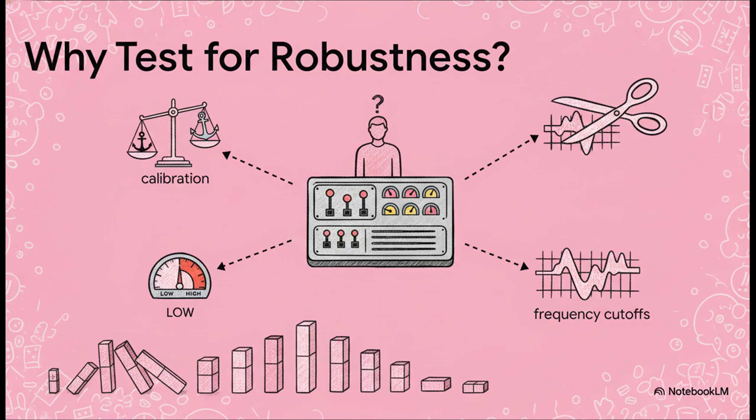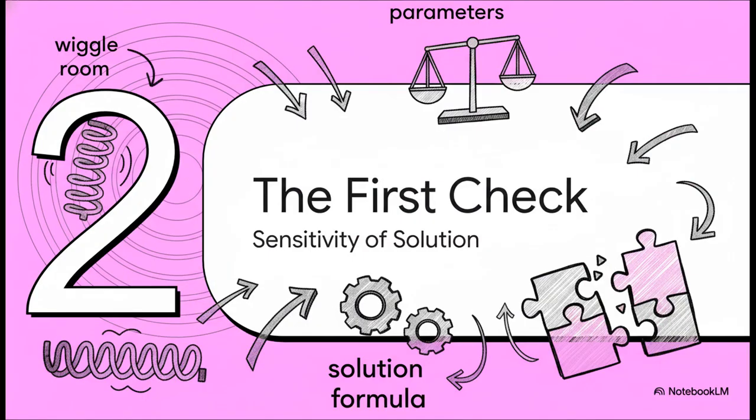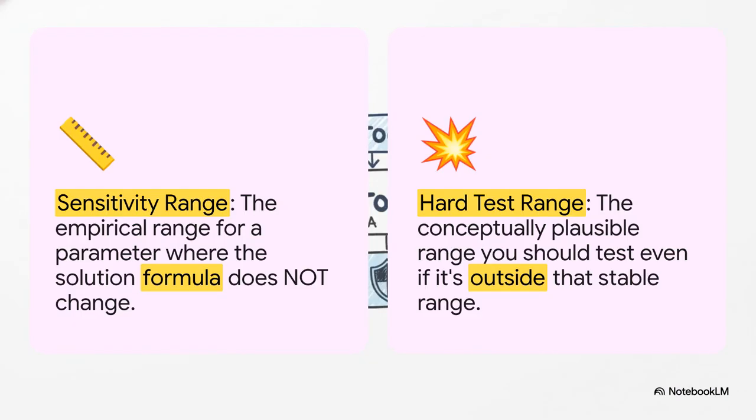And why do we have to put it through the ringer? Well, because QCA, as we all know, involves a ton of judgment calls. Where you set your calibration anchors, what consistency thresholds you decide on, your frequency cutoff, these are all spots where another perfectly reasonable researcher could make a slightly different choice. The goal here isn't to pretend there's one single true model. It's to prove that your conclusions are solid, and not just some fragile accident of one very specific combination of choices. So the protocol starts us off with the simplest, most intuitive test. It basically asks, how much wiggle room do you have on any single one of your parameters before your solution formula actually changes?